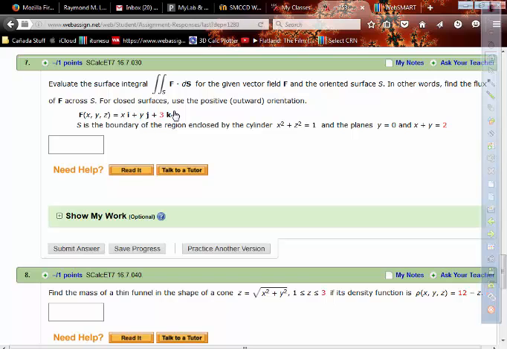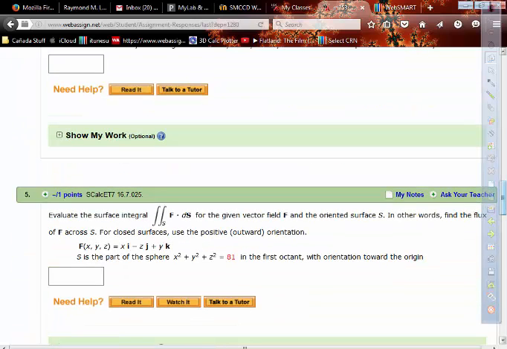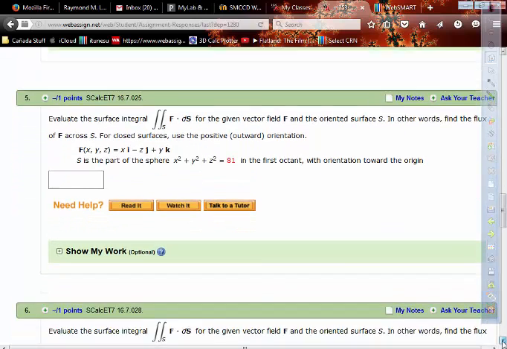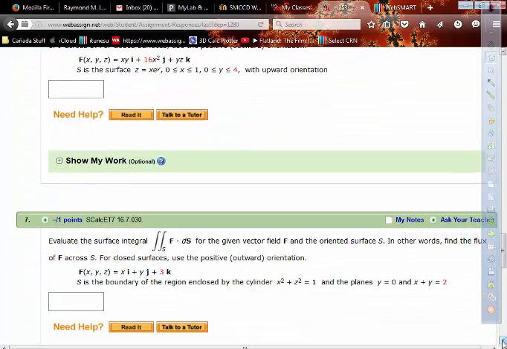So I think we did number 7. Number 8 is not a flux integral. So we're either 5 or 6. Oh, we did 6. So let's try 5.